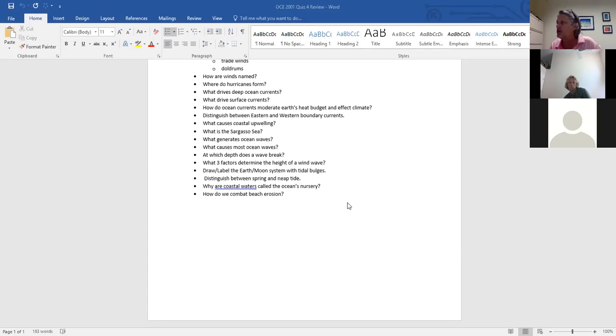Why are the coastal waters called the ocean's nurseries? Well, because 80% of the life at sea comes coastal for reproduction. And then how do we combat beach erosion? With the seawalls and the groins and the beach nourishment, things like that that we discussed. So that is the review for the upcoming quiz.